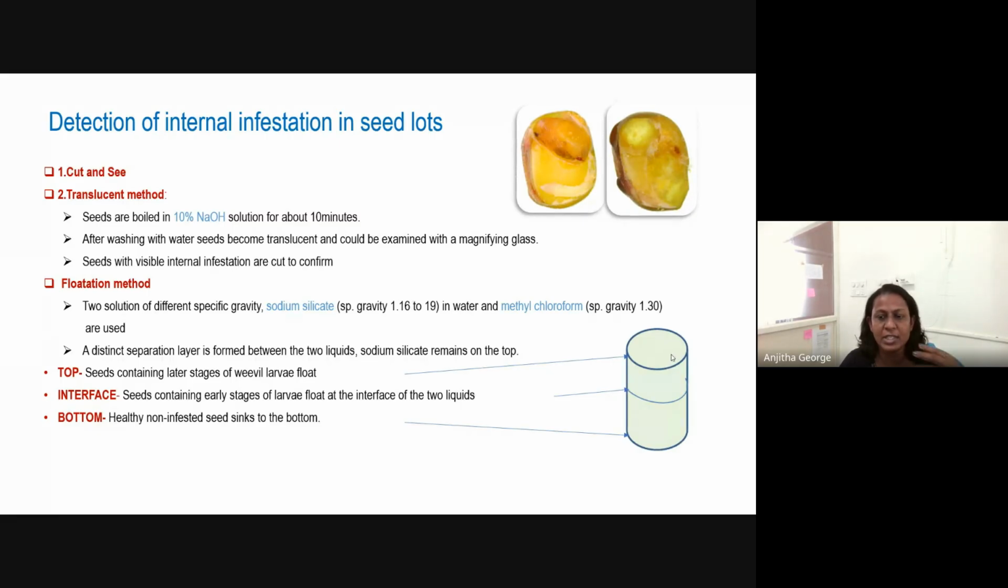That means it will be having the later stages or almost the adult stages of the insect pest floating on the top. So this is how you can make it out whether the seeds are damaged or not.